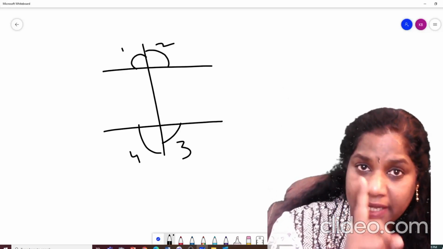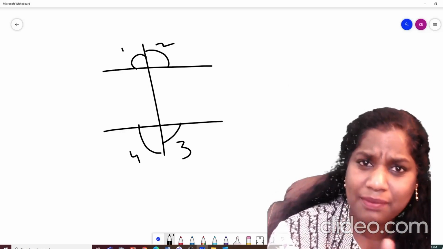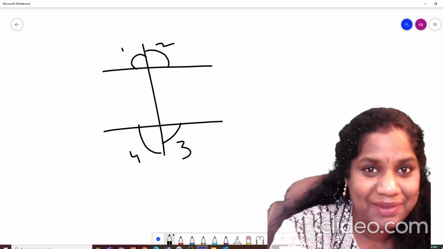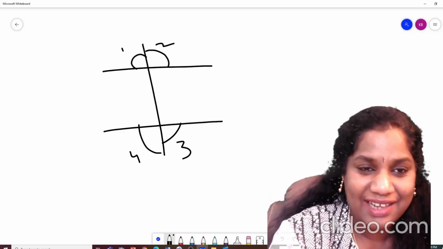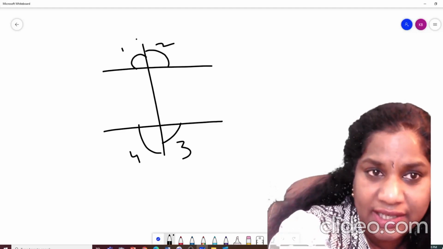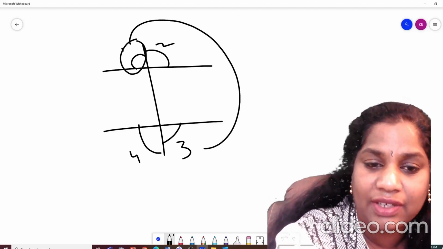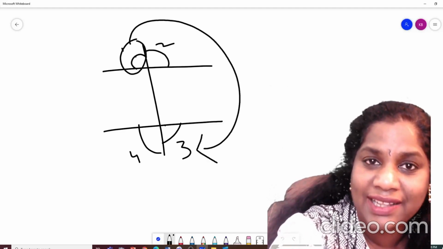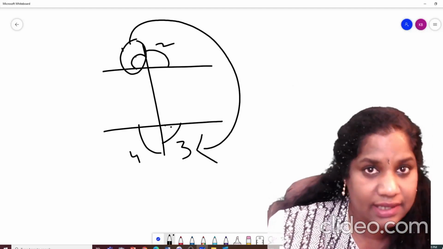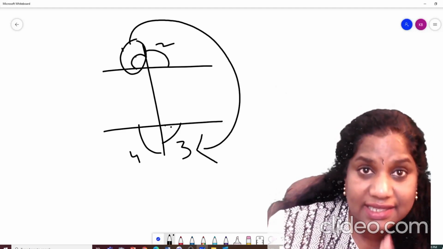Now anybody can take a turn and tell me what is 1 pair of exterior alternate angle. Who would like to say? I know I won't get an answer, but still. Okay, so 1 is 1 angle. So I will skip 2. Exterior, I will go to 3. So 1 and 3 are alternate exterior angles. Clear? 1 and 3 are alternate exterior angles.